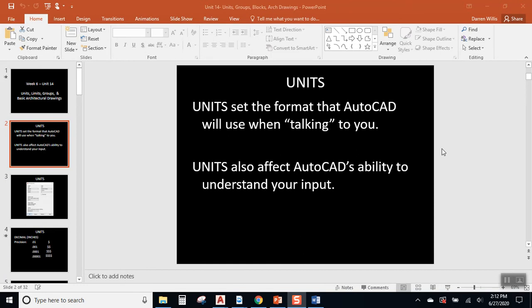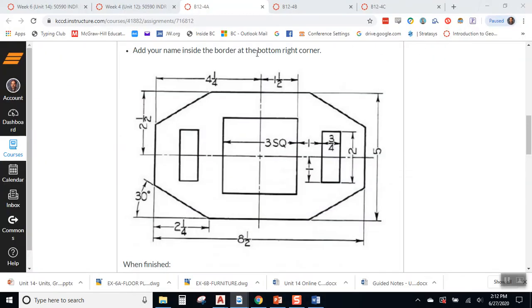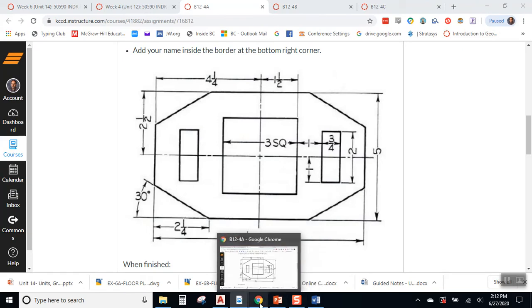We can look at it like this. Units are the format that AutoCAD speaks to you in when you're asking it about size information. Sometimes units also affect AutoCAD's ability to understand what you're trying to tell it. So in this country, we measure in feet and inches. In other places around the world, well, most every other place around the world uses something called the metric system. But we're most comfortable with the standard imperial system.